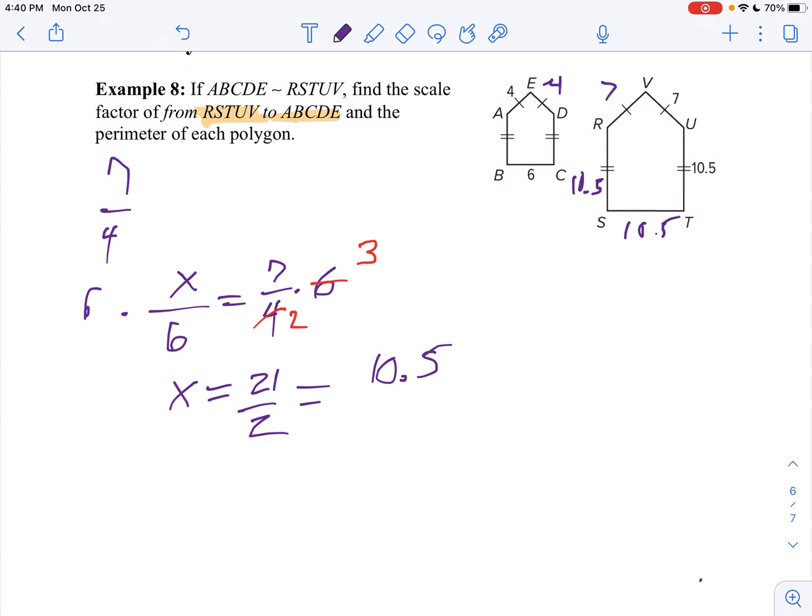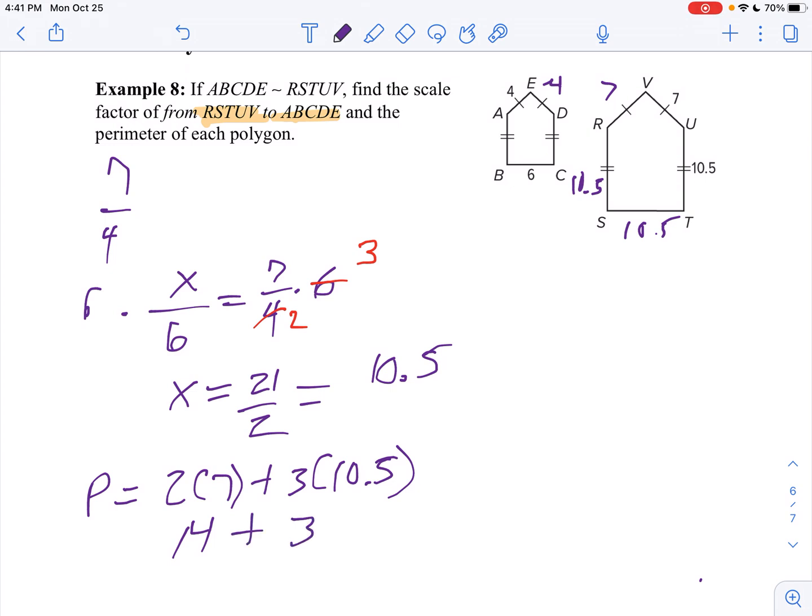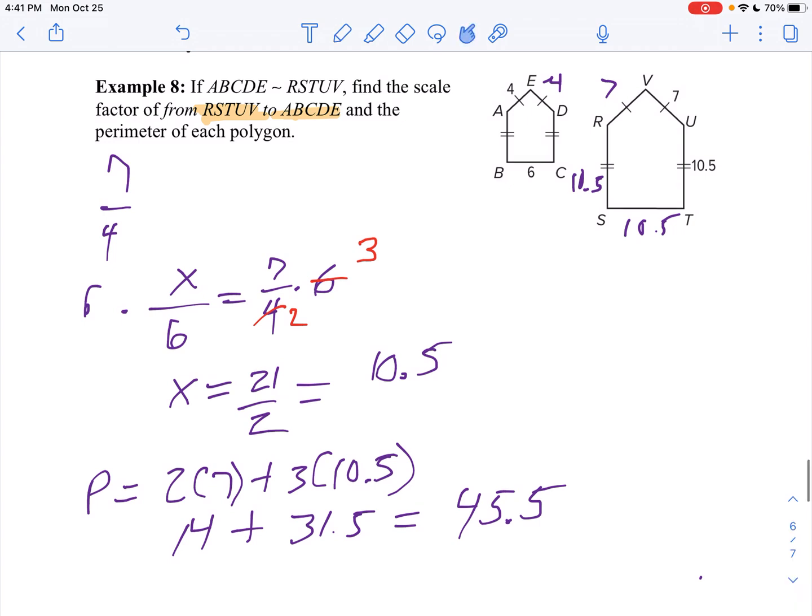The perimeter of my bottom shape is going to be 2 times 7, because I've got two sides of 7, plus 3 sides of 10.5. Well, 2 times 7 is 14. 3 times 10.5 is 31.5. So 14 plus 31.5 is 45.5. That's the perimeter of the second shape. Now I can use that to find the perimeter of my first shape.